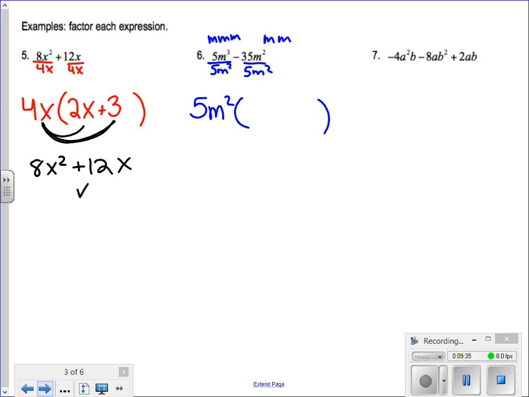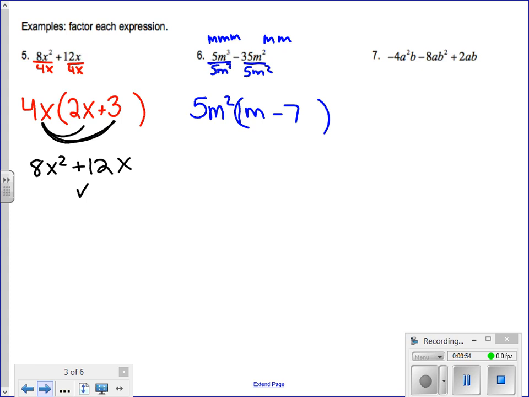5m cubed divided by 5m squared is just m, 1m. You could put a 1 there if you wanted to. And negative 35m squared divided by 5m squared is negative 7. So your final answer is 5m squared times m minus 7.